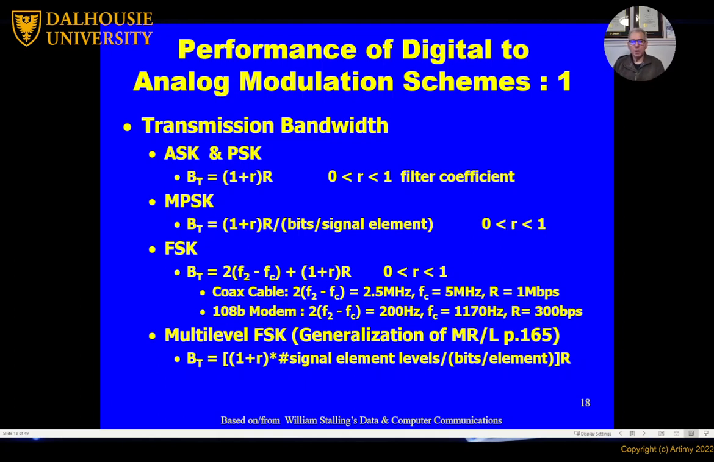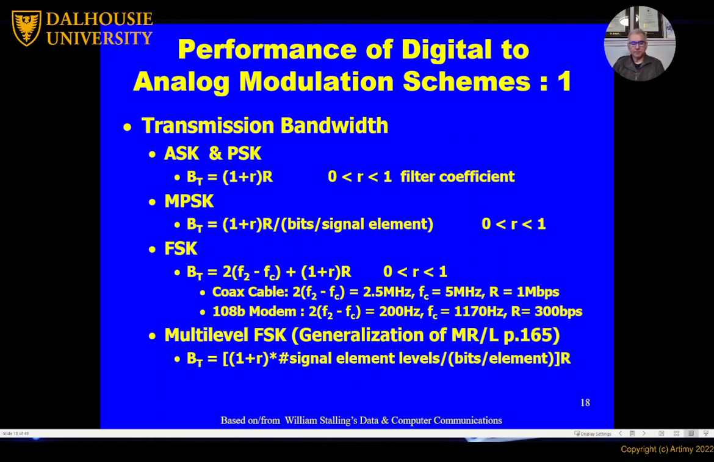All right, so for the amplitude shift keying and the phase shift keying, the bandwidth is the same, it doesn't change. Because if you remember, we are using the same frequency. We are shifting the original bandwidth of the signal, the ones and zeros, by a carrier frequency. So we don't really change the bandwidth that much, right? R could be different between the two of them, but you can see that the bandwidth can be exactly the bit rate if r equals 0, or the maximum is twice the bit rate. So the bandwidth for the ASK and the PSK is anywhere between R and 2R.